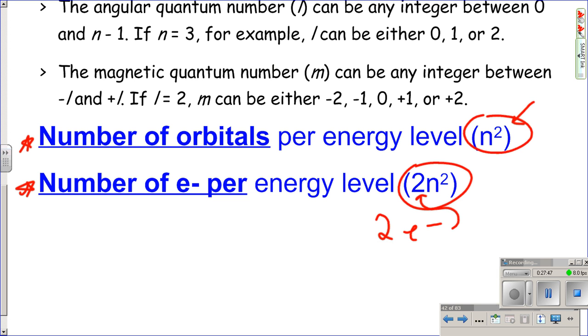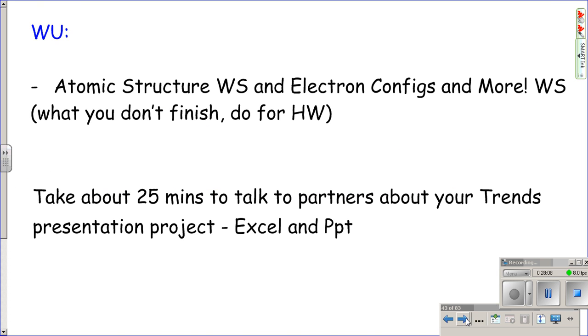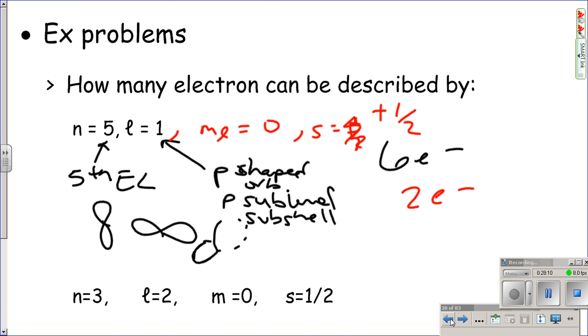So n equals 5, theoretically, how many electrons are in there? Oh, and that energy level, sorry, I said energy level, thinking orbitals. 5 squared is 25, I was thinking 5 to the 5th. 5 squared is 25, times 2 is 50. Okay, go back and do one more problem with me.